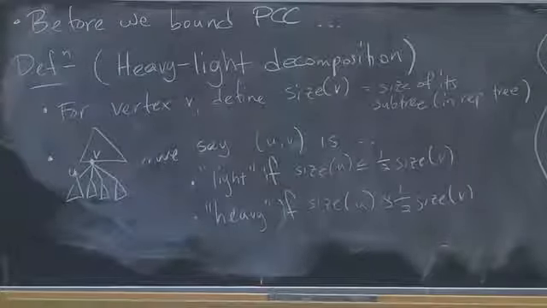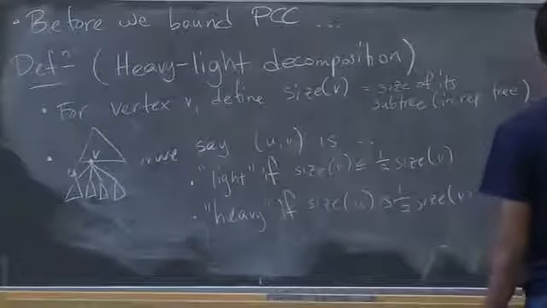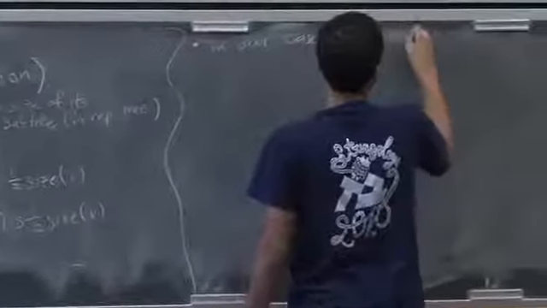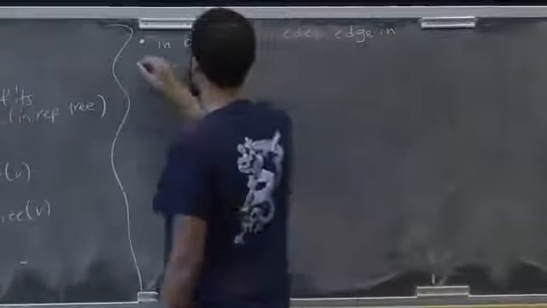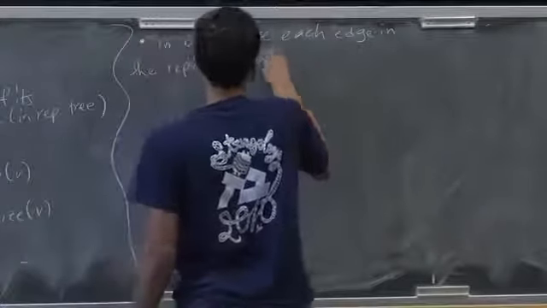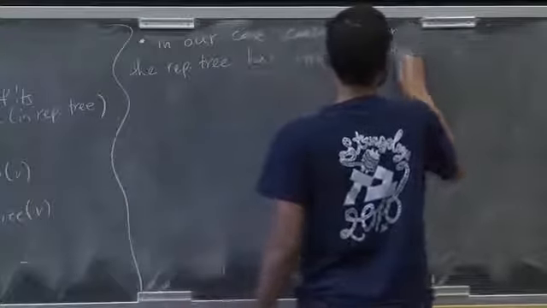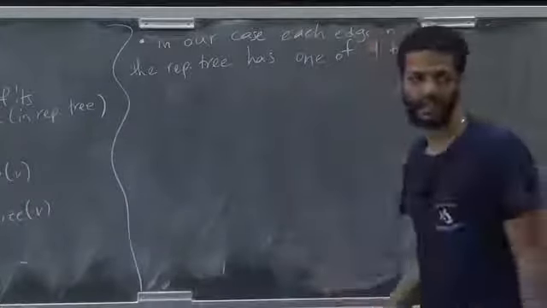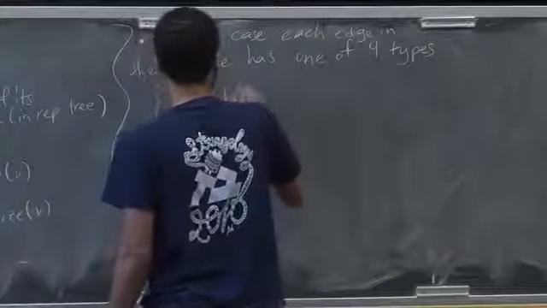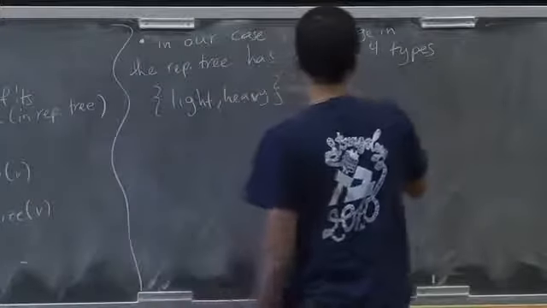So in our case, each edge in the represented tree has one of 4 types. Right? It can either be light or heavy, and it can also be preferred or not preferred.